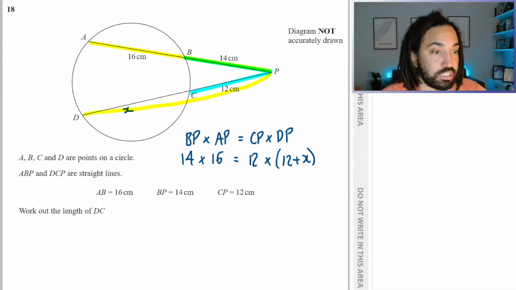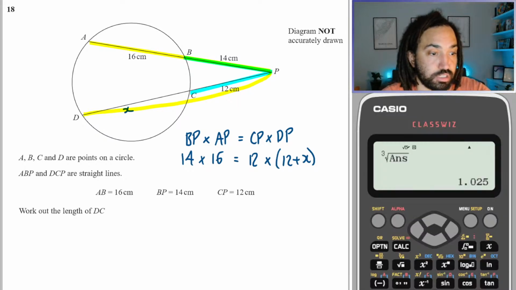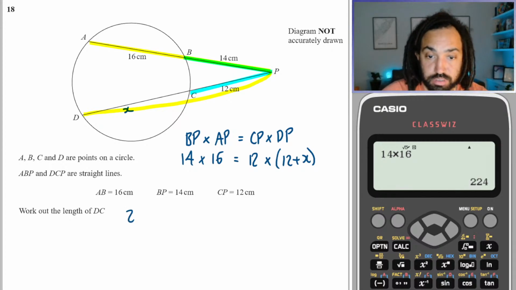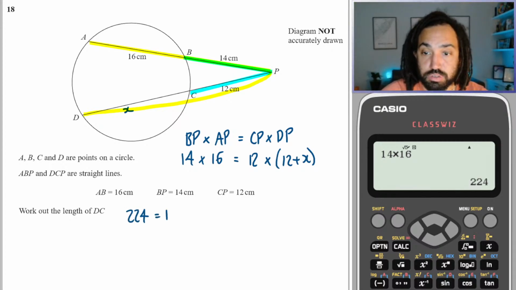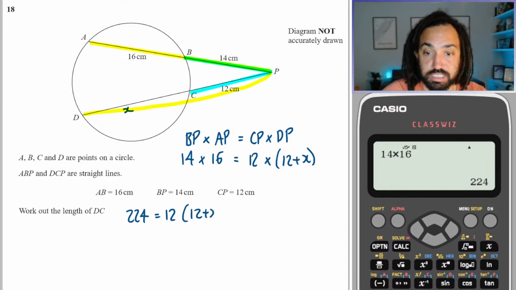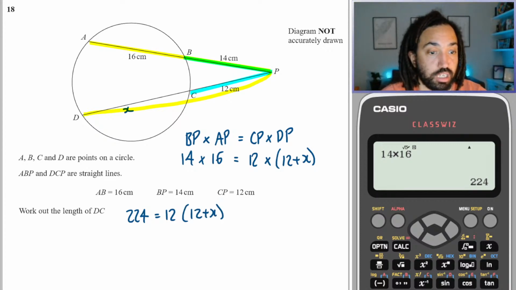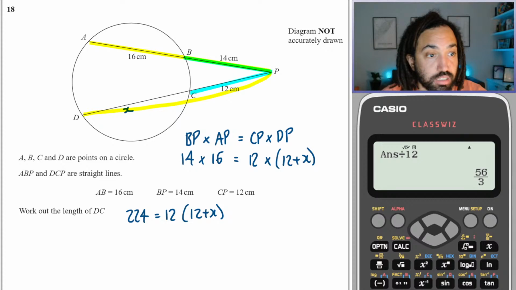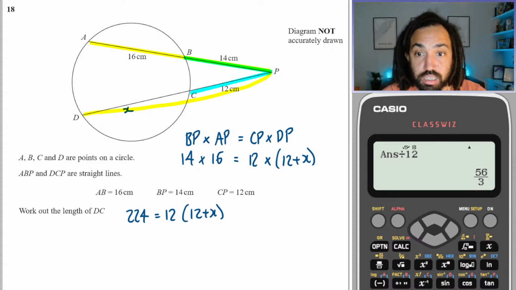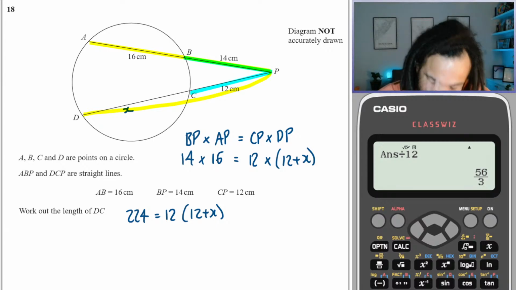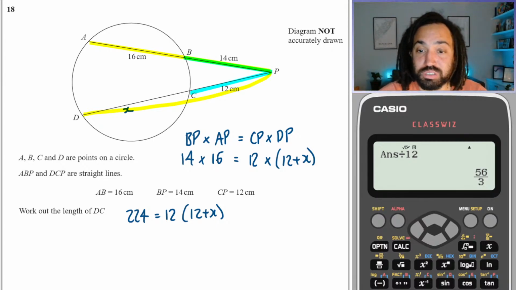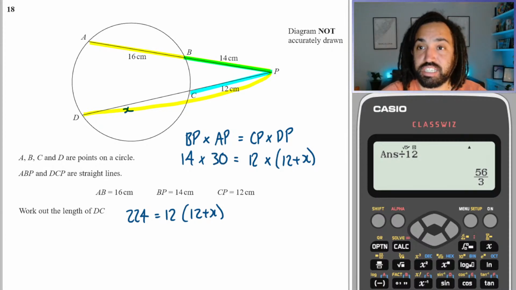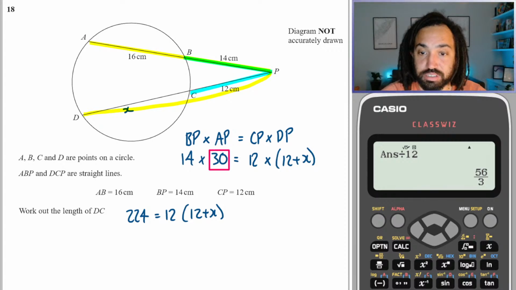Okay, right, 14 times 16. I really should know that. 224. And that's equal to 12 times 12 plus x. So we're going to divide that... Oh my god. Literally just said what not to do, and then I've just gone and done it. It's not 16, it's 30. It's 30 in there. Oh, so embarrassing.